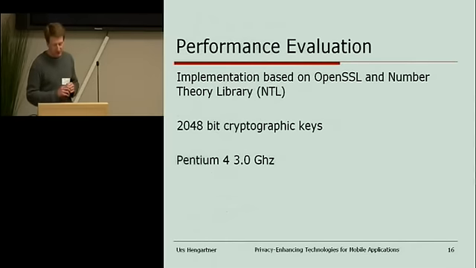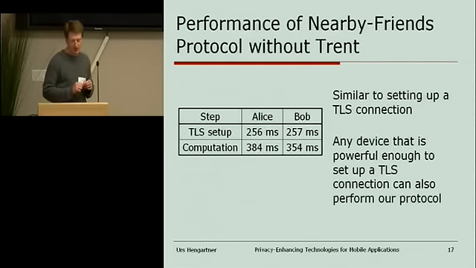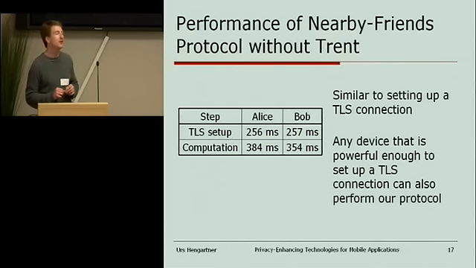Now, we actually implemented this scheme, and we used OpenSSL and a publicly available number theory library. We used a 2048-bit cryptographic key and used a Pentium 4 to evaluate this scheme. And the numbers are shown on this slide. In particular, we show how long it takes for Alice and Bob to set up an SSL or TLS connection, and we also show how long it takes for Alice and Bob to do this computation.